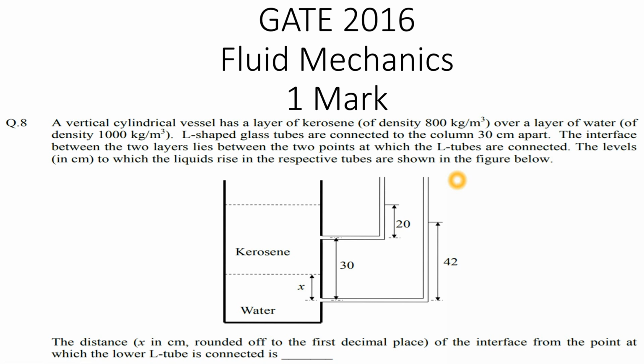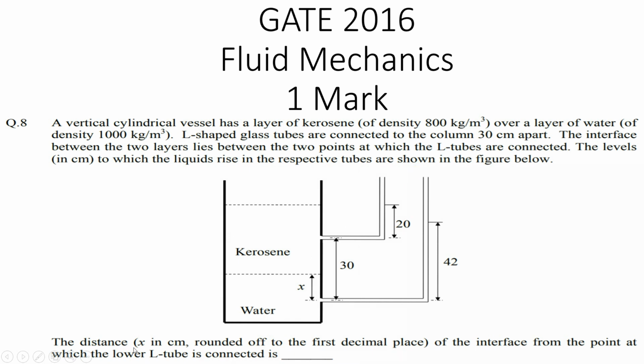Next question is from GATE 2016 Fluid Mechanics for 1 mark. A vertical cylindrical vessel has a layer of kerosene over a layer of water. L-shaped glass tubes are connected to the column 30 cm apart. The interface between the two layers lies between the 2 points at which the L tubes are connected. The levels to which the liquid rises in the respective tubes are shown in the figure below.